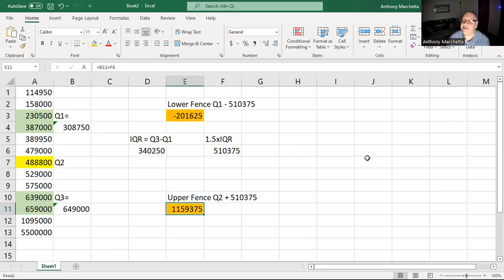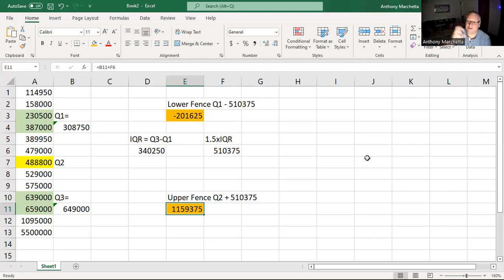These are my fences. What does that mean? That means these are the very boundaries of data I expect here. If anything is outside of these boundaries, they must be outliers. They are the boundaries. They're called fences. Now, how did I find them? Well, first I found the quartiles. How did I find the quartiles? I find the median. The median is 488,800.